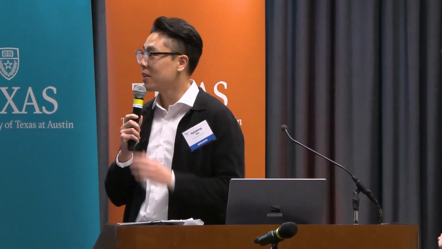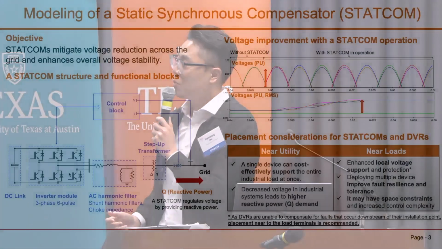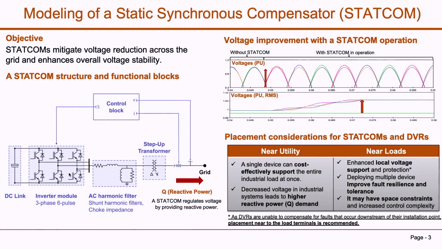Hi, my name is Hien Seong, and let me continue with the objective of STATCOM. The purpose of STATCOM is to mitigate the voltage sag and enhance the voltage stability. At the bottom left, there is a STATCOM structure. The first one is a DC link, which can store the energy. The next part is the inverter module, which can convert the DC voltage to the AC voltage.